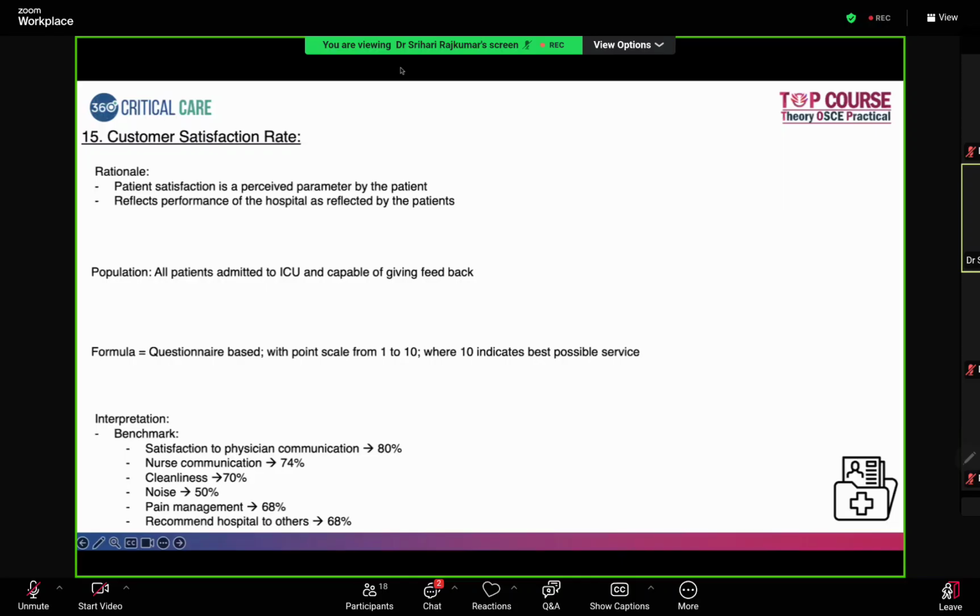Just a small tip: in the exam, this is very unlikely to be asked. Just for completion, it was given. But your bad luck, if they do ask, the benchmarks can be given as a range between 50 to 80. Invariably, everything will come within that.